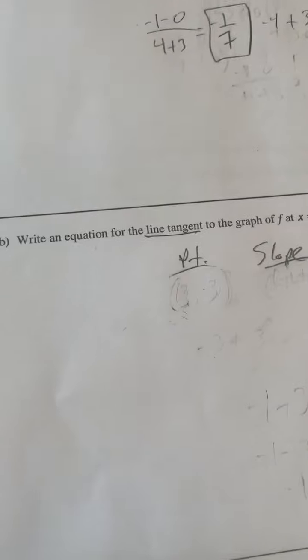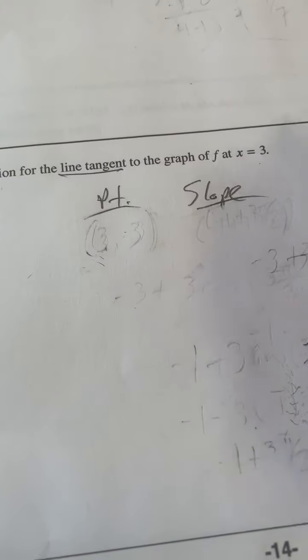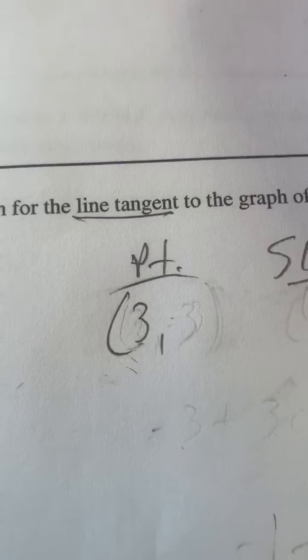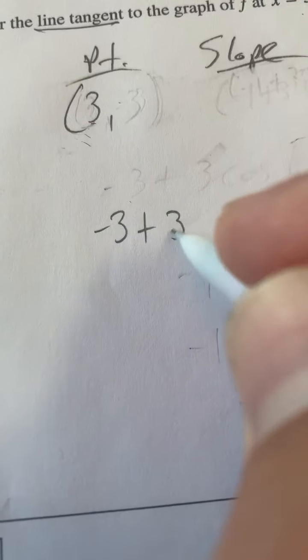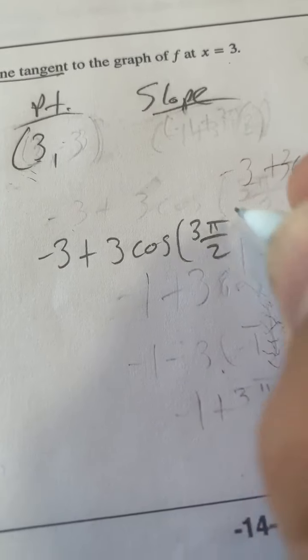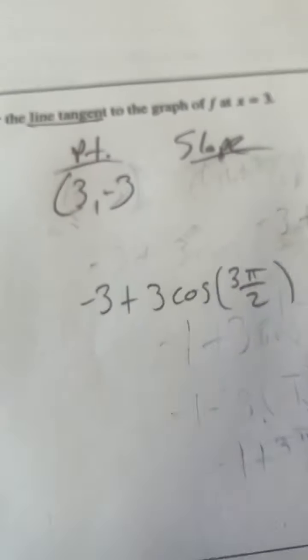Part B. This is write an equation with a line tangent. Anytime I see line tangent, I think point and slope. So if I plug a 3 in, that goes into this guy here. So I've got negative 3 plus 3 cosine of 3 pi over 2. 3 pi over 2 is down at the bottom, which means that's equal to 0, which means we get a negative 3 there.